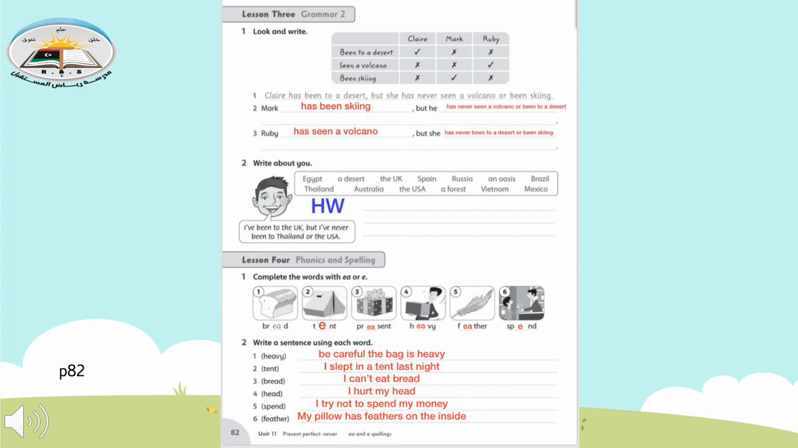Number 4, we have head. The sentence: "I hurt my head." Number 5, we have spend. The sentence: "I try not to spend my money." Number 6, we have feather. The sentence: "My pillow has feathers on the inside." Now that's it for page 82. Thank you for listening.